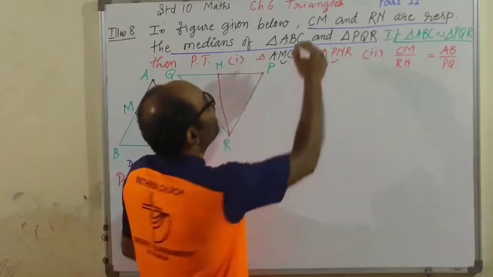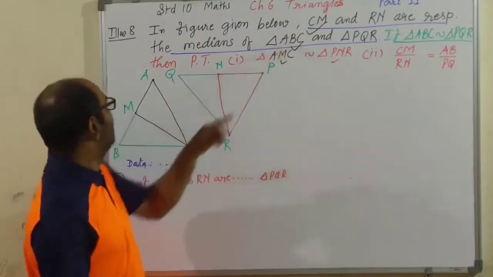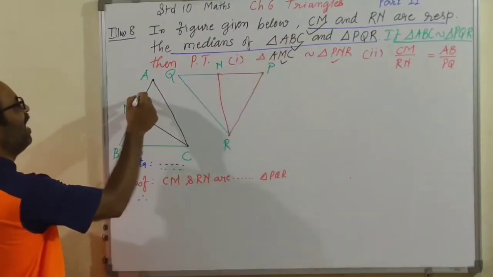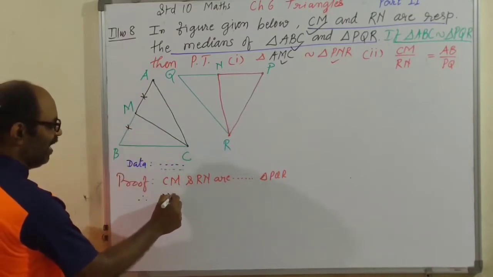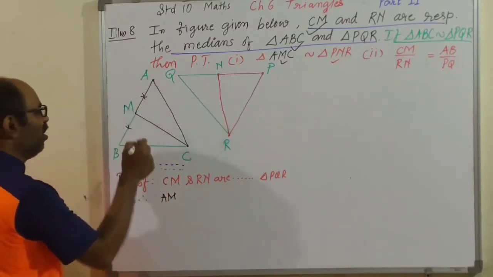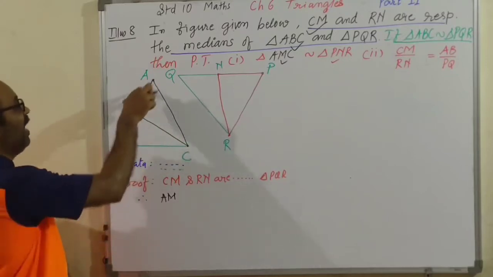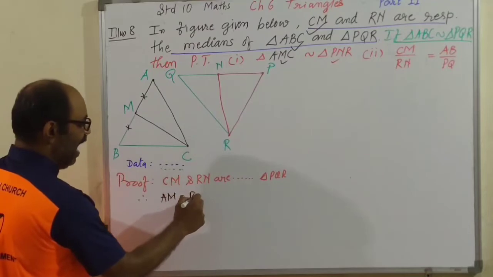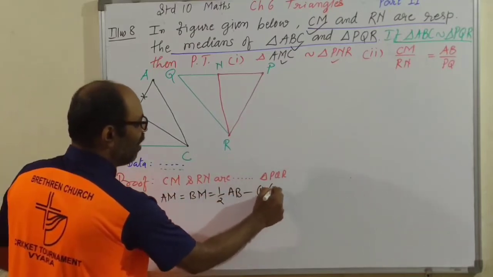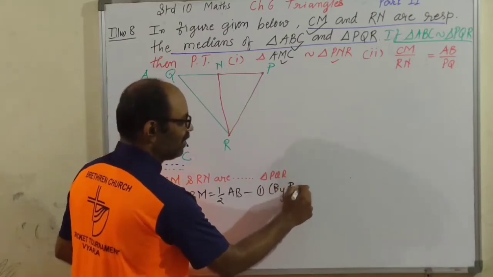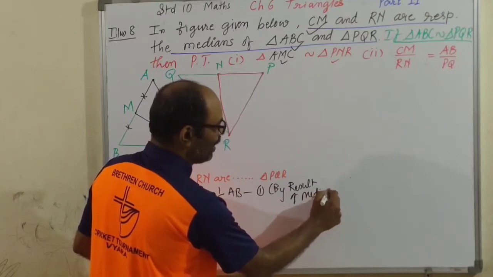Well, if you say CM is median of triangle ABC, then you can say AM equal to BM. See, I made the symbol showing CM is the median. So AM equal to BM equal to half of AB. Call it result number 1, by result of median. Median से मिलने वाला result.